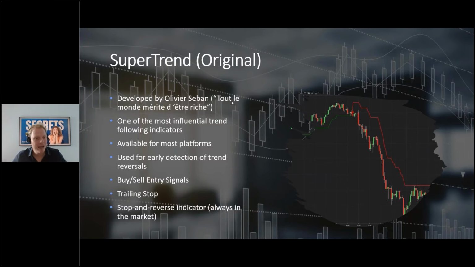And as mentioned, it is available for almost every single trading platform. And it specializes in what's called early trend detection. So when a new trend emerges, the indicator will attempt to give you a signal either to the long side or the short side. It has a trailing stop to lock in profits, and it is based on what is called the stop and reverse paradigm. Now, what does that mean? Let's zoom in a little bit.